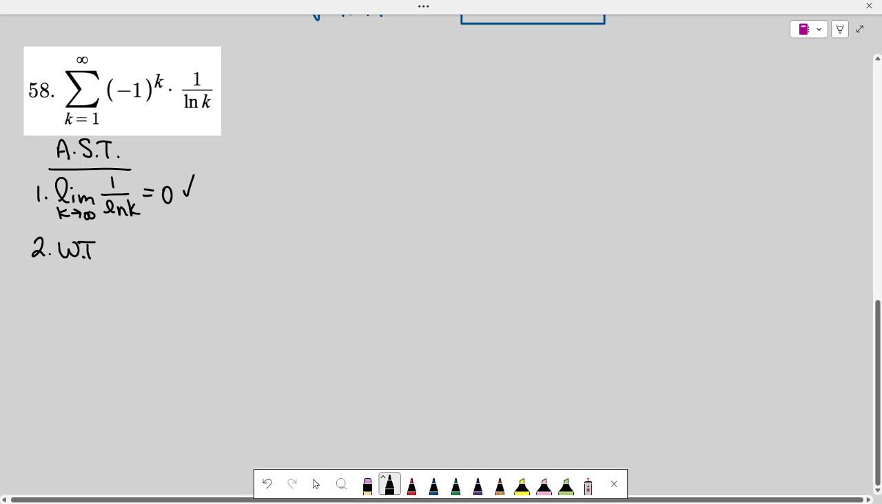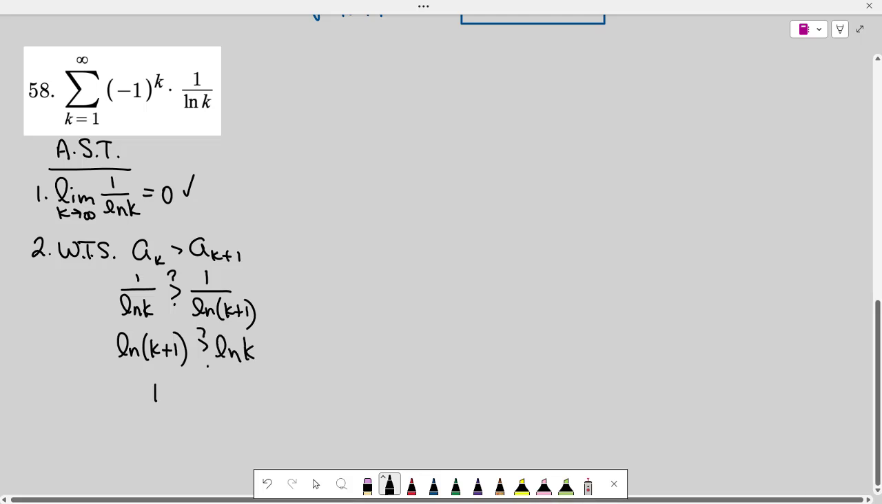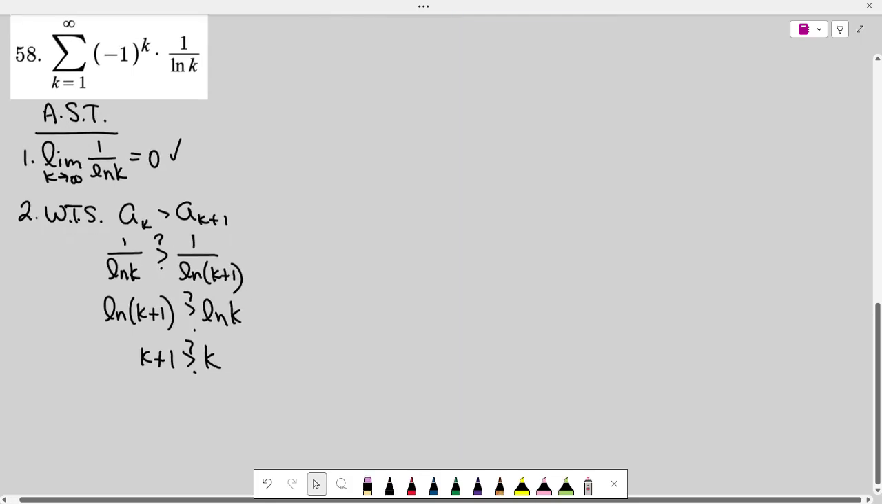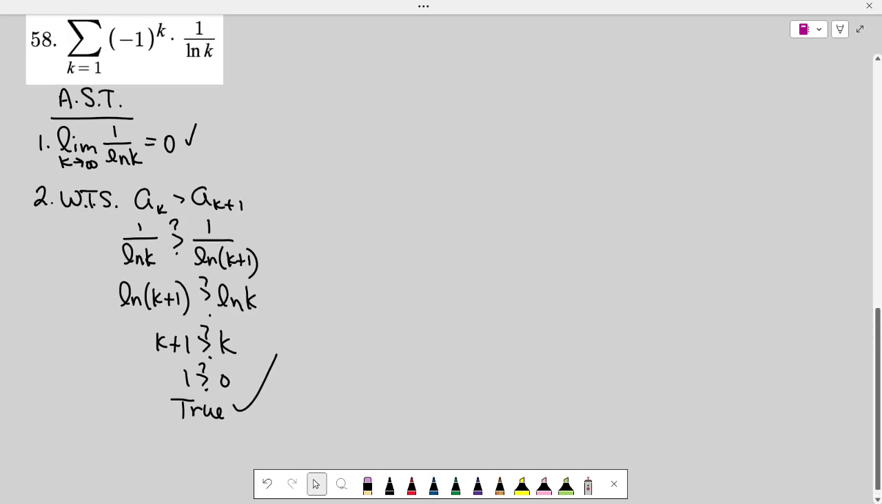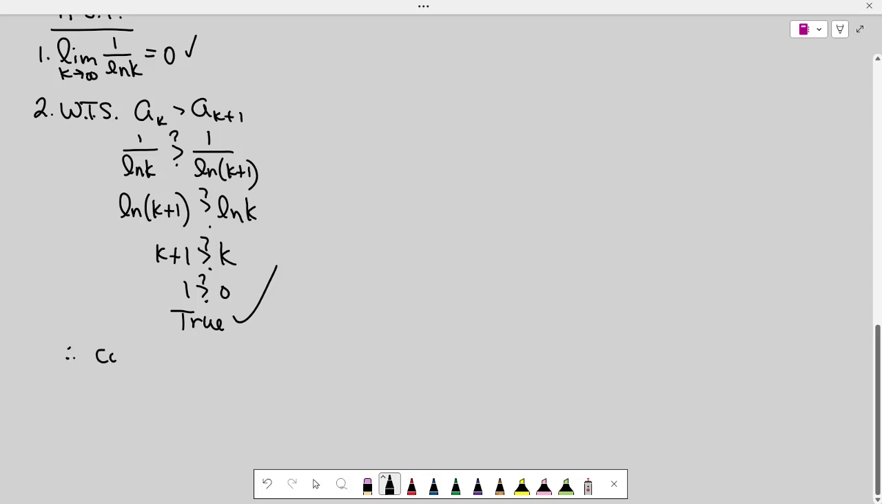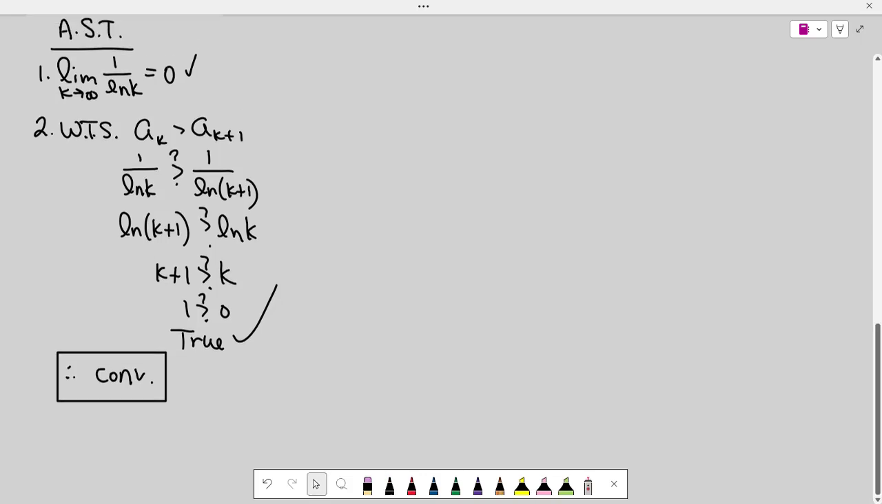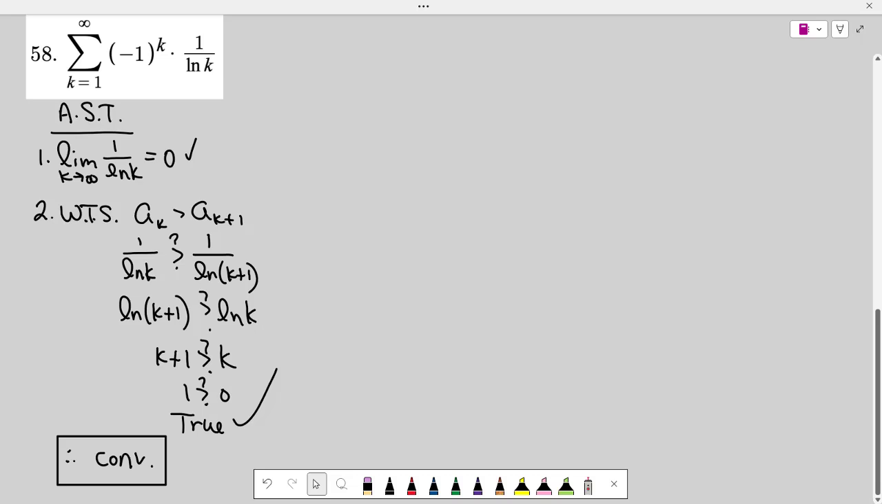And then we want to show that the sequence of terms is a decreasing sequence. If we can show that it's a decreasing sequence, we'll be done. We put in our 1 over natural log of k here, 1 over natural log of k plus 1 here. That's what we want to show. And if we do our little cross multiplication gig and then exponentiate both sides, we end up with a true statement. So that's true. So that checks. So now we have both pieces of the alternating series test, affirmative. So that means that that is a convergent series. That alternating series converges.